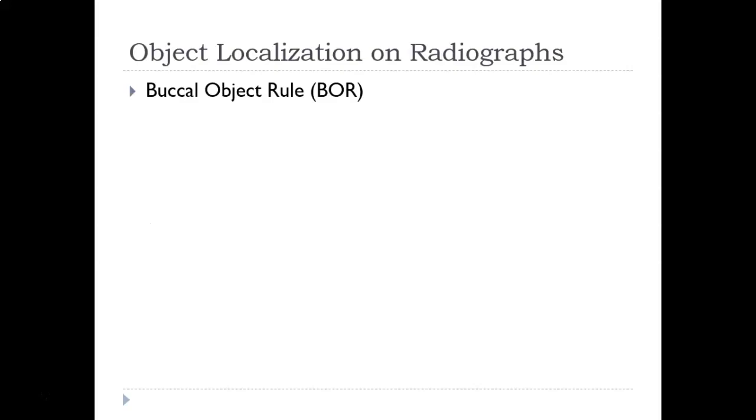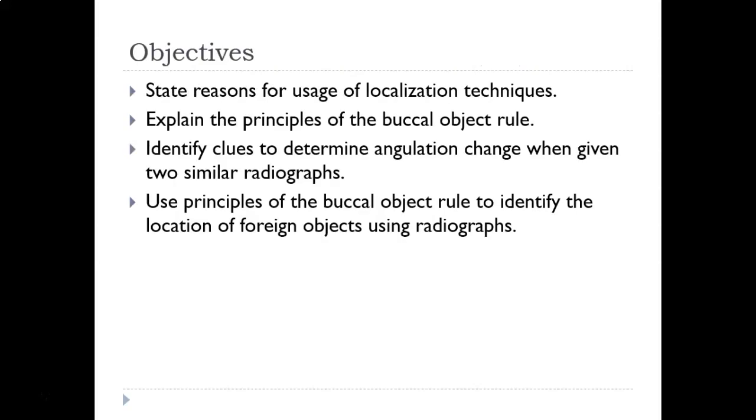What this is, it's a way to identify an object in a film, whether it is more on a buccal surface or more on a lingual surface. Before we jump into it too far, let's state the objectives. We want to know the reason for using a localization technique. We want to explain the principles of the buccal object rule. We want to identify clues to determine angulation change when given two similar radiographs. And we want to use principles of the buccal object rule to identify the location of foreign objects using radiographs.